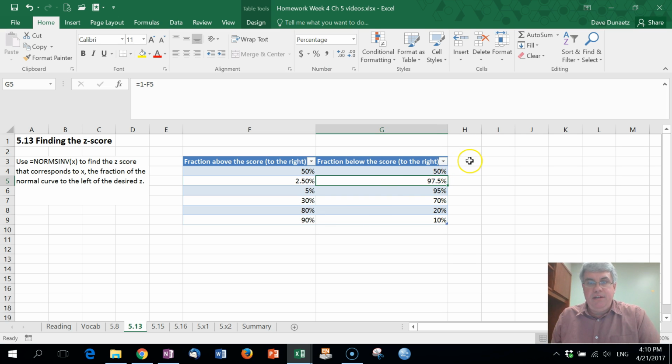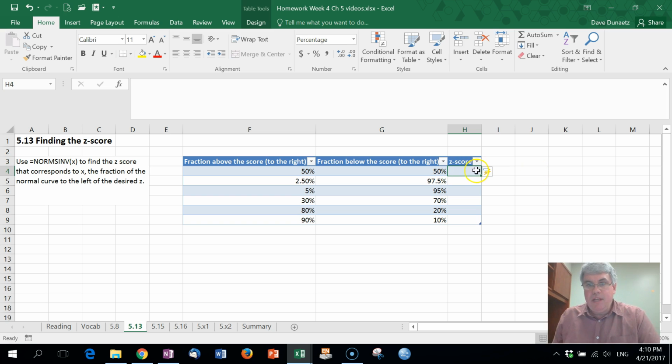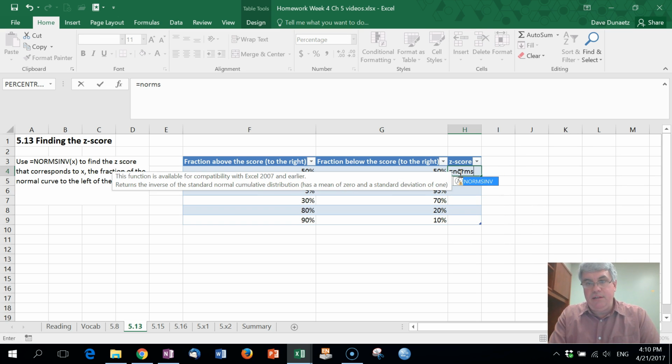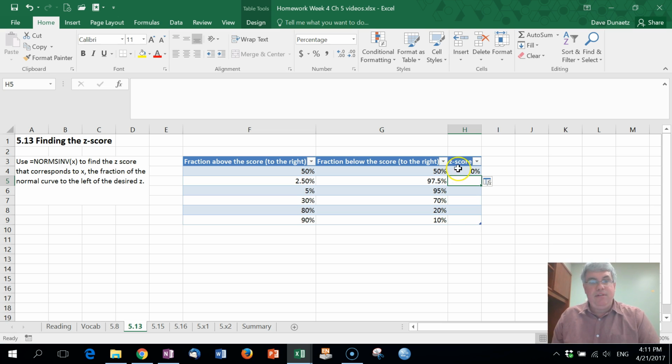Okay, now what we need to do is we need to get the z-score. So let's make a third column here called the z-score. And what we're going to put in here is we're going to use this NORM.S.INV function of the fraction to the right. So we're going to put in equals NORM.S.INV. And we're going to put in the G column, the fraction to the right, G4 there, and it gave us 0%. What is that? Let's do the rest here.